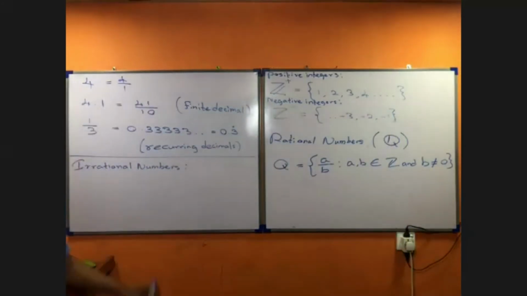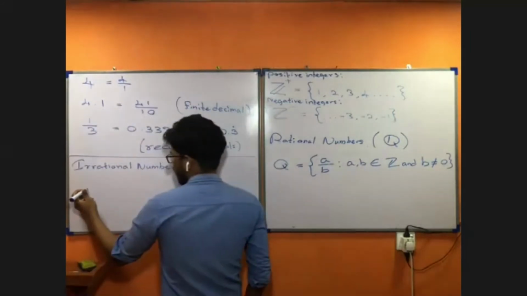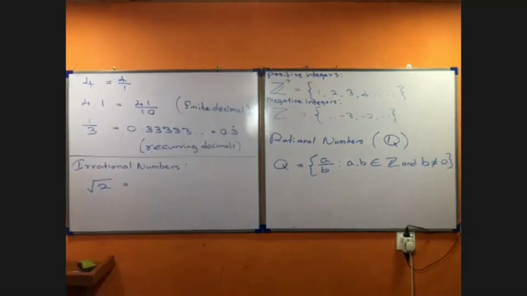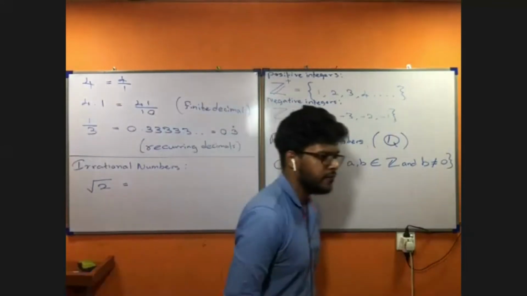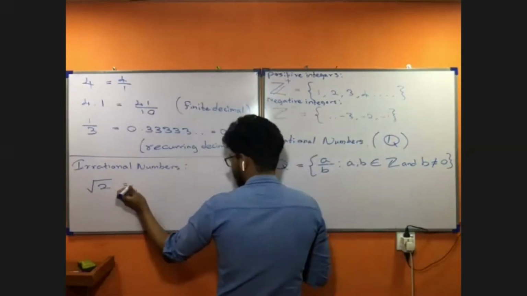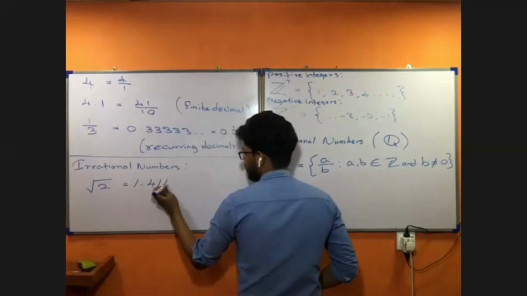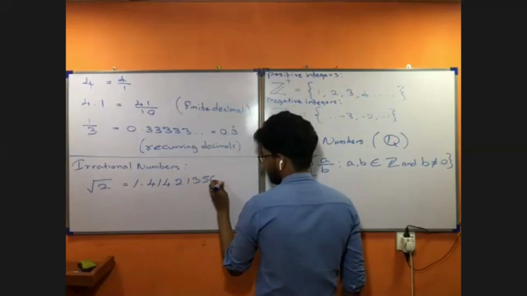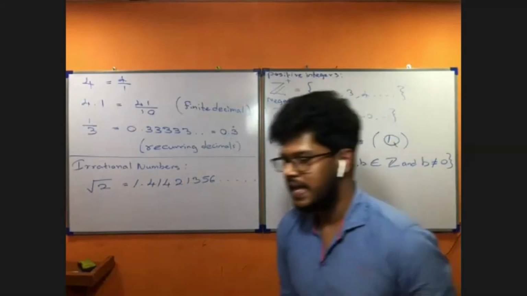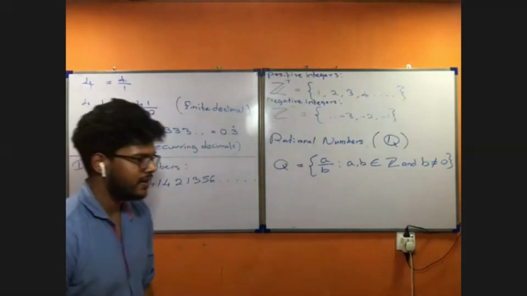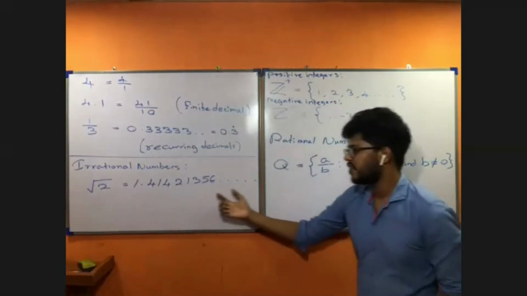Suppose we have square root 2. You can use a calculator to find the value of square root 2, and you will get a very long answer. Even in your textbook, I think it's there. 1.4142135, and it is going to go forever, and there is no pattern. None of the numbers are recurring.